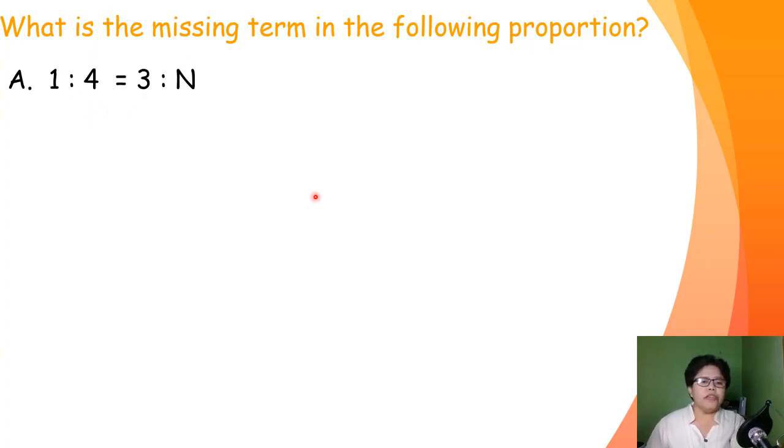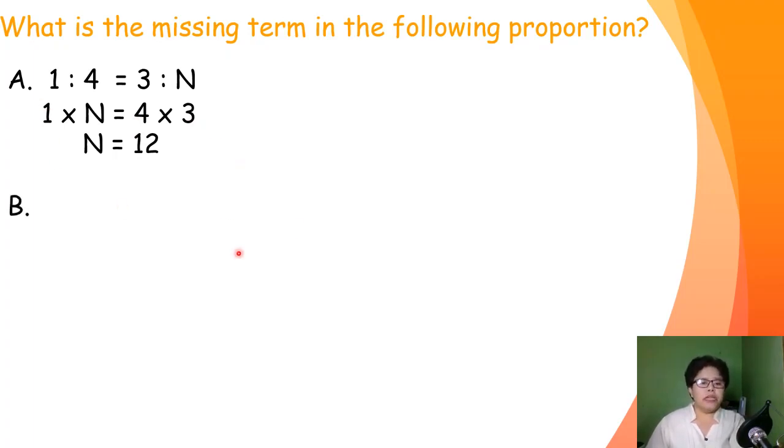Right? So, we have here 1 times n. Inuna ko yung 1 times n. Okay? And then 4 times 3. So, 1 times n is equal to 4 times 3. 1n is just n. Diba? Then 4 times 3 is 12. So, nandiyan na yung sagot mo. N is equal to 12. Okay? Mabilis lang. Kasi 1 lang yung katabi niya eh.